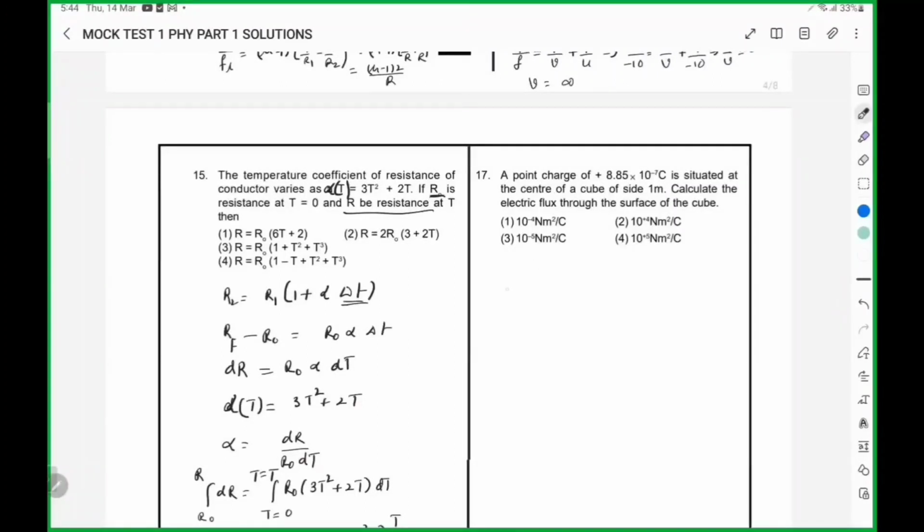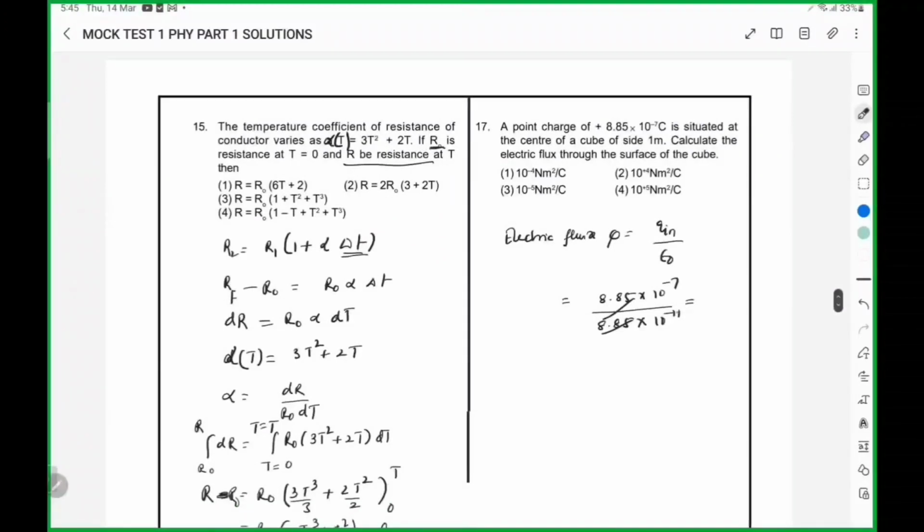Here, calculate the electric flux by Gauss law. Electric flux is Q enclosed by epsilon naught. So the charge kept inside is Q. The epsilon value is 8.85 into 10 power minus 12, which gives 10 power 5 newton meter square per coulomb.